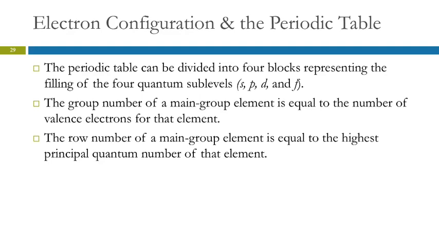So fluorine is in group 7A, and it's in the 2nd period. So what's the highest floor in the hotel that has electrons? The 2nd floor. And how many are up there? 7. It's in row 2, group 7. 2nd floor, 7 electrons. 2nd principal energy shell, 7 valence electrons.